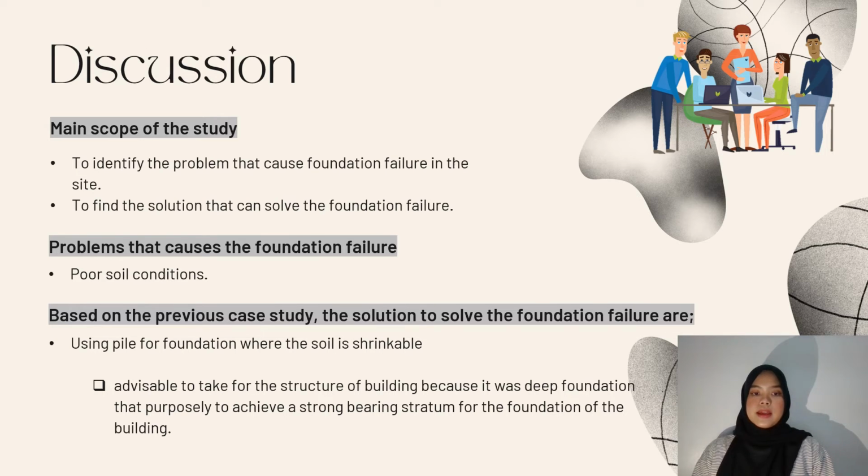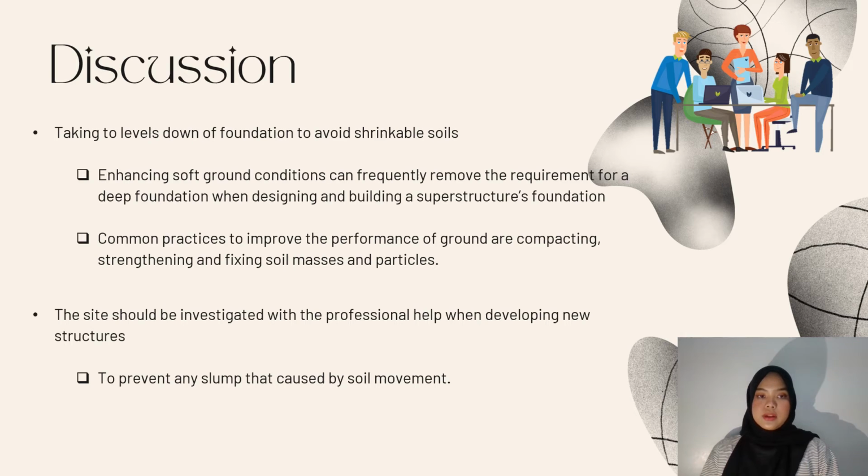Okay, based on the previous case study, the solution to solve the foundation failure is using pile foundation where the soil is shrinkable. It is advisable for the structure of building because it is a deep foundation that purposely achieves a strong bearing stratum for the foundation of the building. The second solution is taking the foundation down to levels that avoid shrinkable soils. Enhancing soft ground conditions can frequently remove the requirement for a deep foundation when designing and building a superstructure's foundation. Common practices to improve the performance of ground are compacting, strengthening, and fixing soil masses and particles.